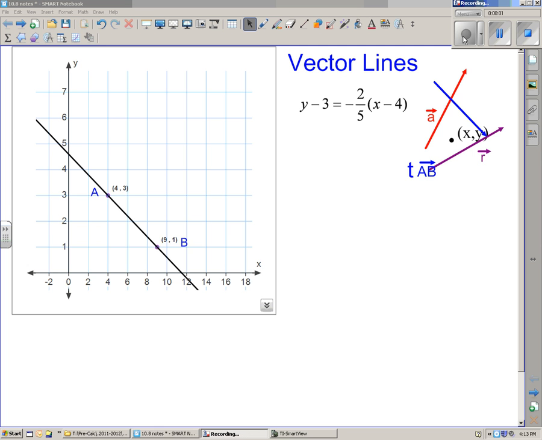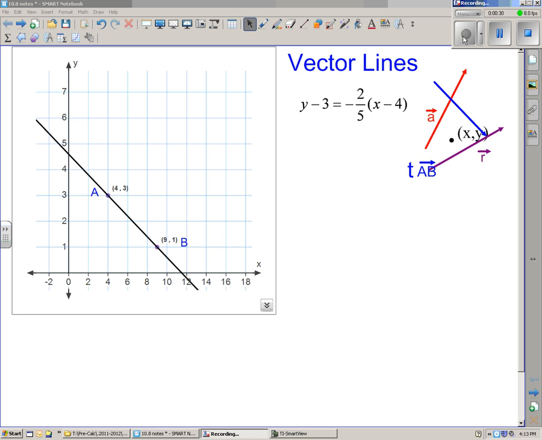This is a vodcast about vector lines, and we're going to talk about lines in the 2D plane. I'm going to start off with an algebra example using this point slope version of a line. I have the line y minus 3 equals negative 2/5 (x minus 4), which, if you recall, means I'm going to start at the point (4, 3), which is point A in this picture.